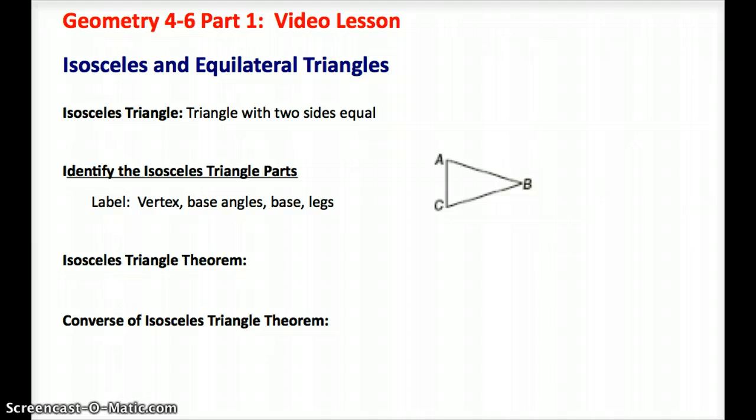We're in section 4-6, which is going to focus on isosceles and equilateral triangles. So we learned earlier that an isosceles triangle is a triangle with two equal sides. Let's go ahead and identify our isosceles triangle parts.